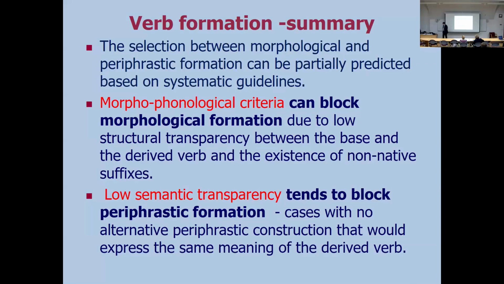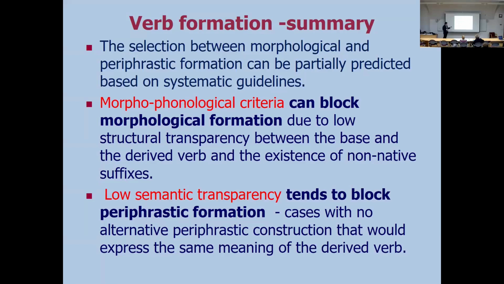Okay, I'll make a summary, and you tell me if there is time, I might talk a little bit about agent nouns. I've shown that the selection between morphological and periphrastic constructions can be partially predicted based on systematic guidelines. With respect to morphophonology, these criteria can block morphological formation due to low structural transparency between the loan base and the derived verb, and also the existence of non-native affixes like ing.